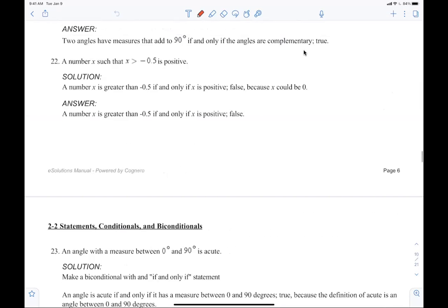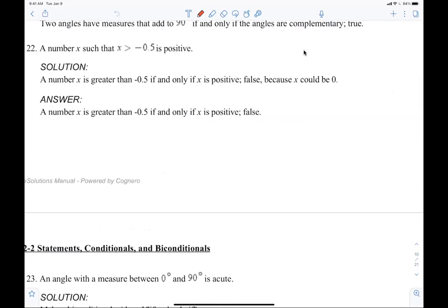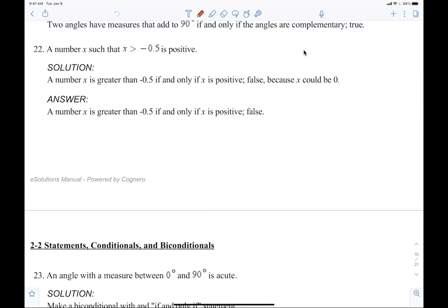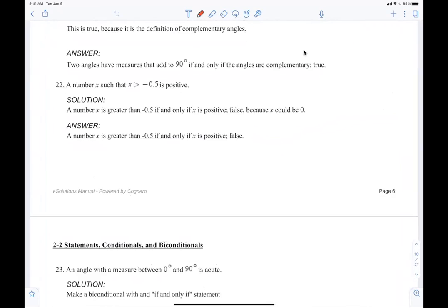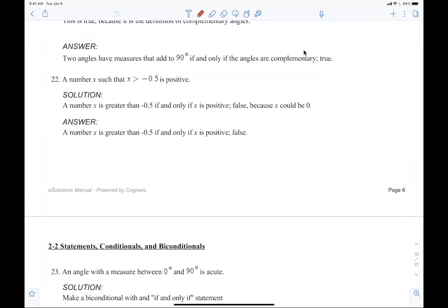Okay, so tell me about 22. A number X. I don't know what we're doing here. What are the directions? A number X such that X is greater than negative 0.5 is positive. Oh, we're still writing if and only if, right? But that's false. You can give me a number greater than negative 0.5 and it's still negative, right?